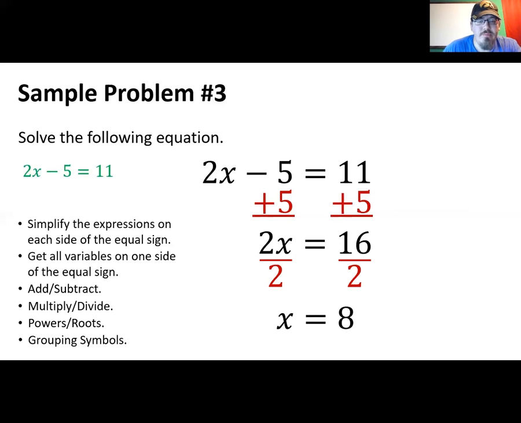And there's our solution. Now, as the problems get more complicated, it becomes that much more important to go back and check your work. So if we go back up to the original problem and put the 8 in for x, let's see that it balances out. So 2 times 8 is 16. 16 minus 5 is in fact 11. So that's our way of checking to make sure that our final answer is in fact the correct solution.